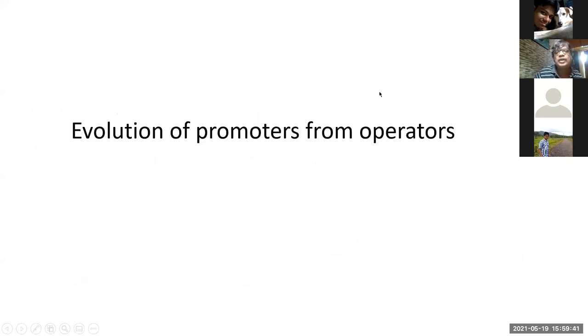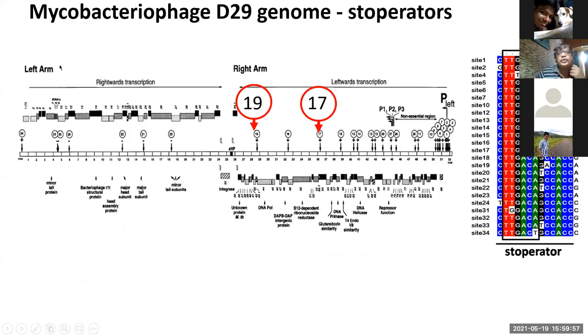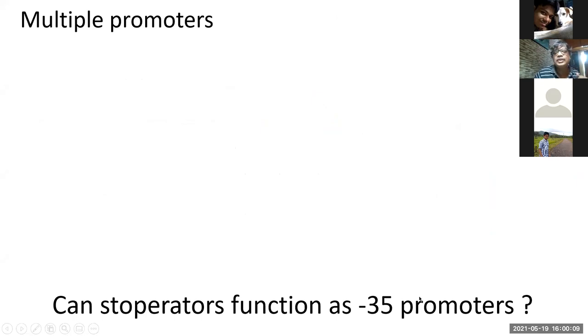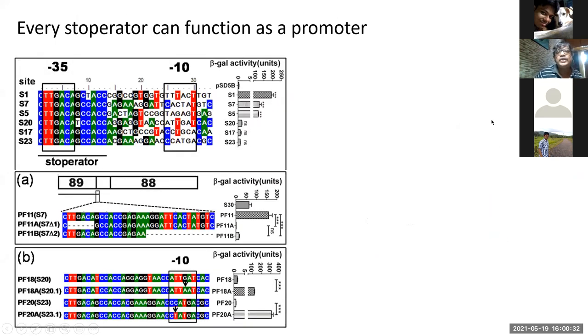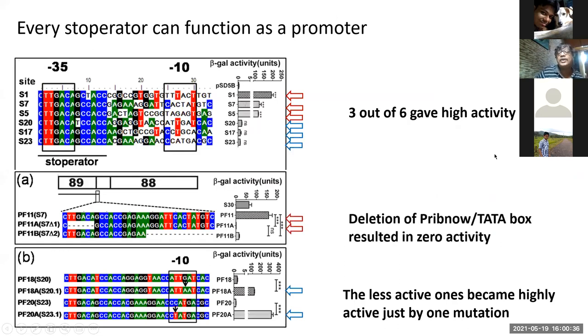We have also found some other interesting aspects. Operators are DNA sequences where the repressor binds, and promoters are DNA sequences where the RNA polymerase binds. Using another viral system, a mycobacteriophage, it has been reported that there are certain sequences, operator-like sequences, that have a very common structure, a motif called TTGACA. We argued that this TTGACA is also similar to the minus 35 sequence, and that these operator-like elements may also function like promoters. In this way, we actually demonstrated that many of these operator-like elements can also function as promoters.